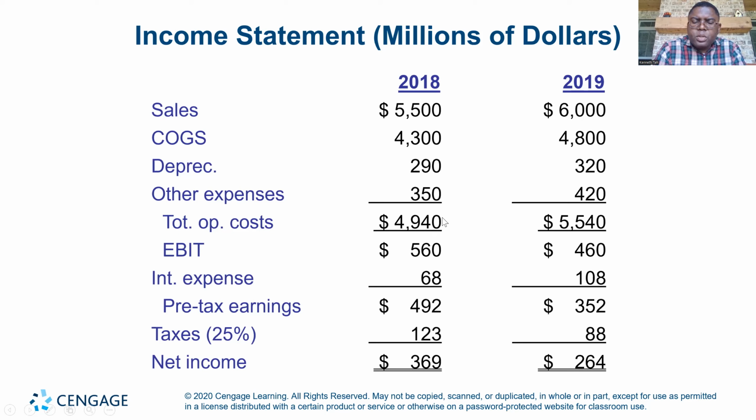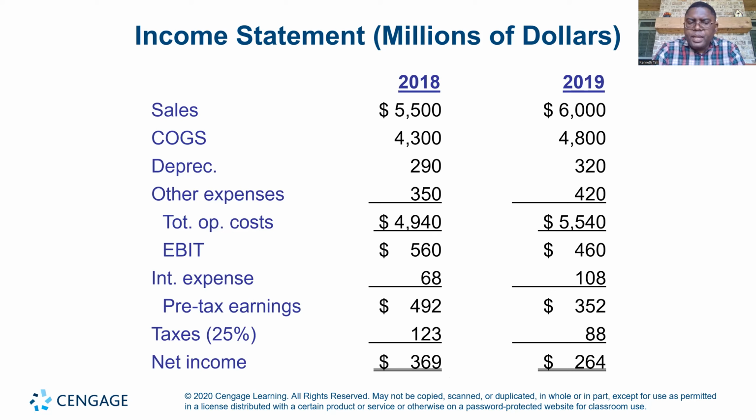We take this total operating costs, we subtract from the sales. So sales minus total operating costs, that is going to give us our earnings before interest and taxes. Then we subtract interest expense. That will give us our pre-tax earning. We calculate 25% of this pre-tax earning because taxes is 25%, and that will give us our net income. So that is really the whole idea of the income statement. We are able to see the net income for that period.